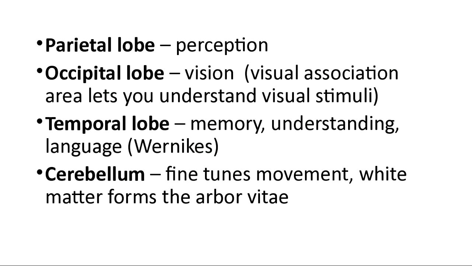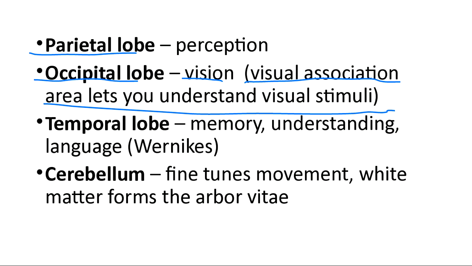Now, the parietal lobe is involved in perception of sensation. Occipital lobe is for vision. Now, the very, very back part is for perception, but the visual association area allows you to understand visual stimuli. If you can see something and not know what it is, it requires the visual association area to be working for you to understand it.